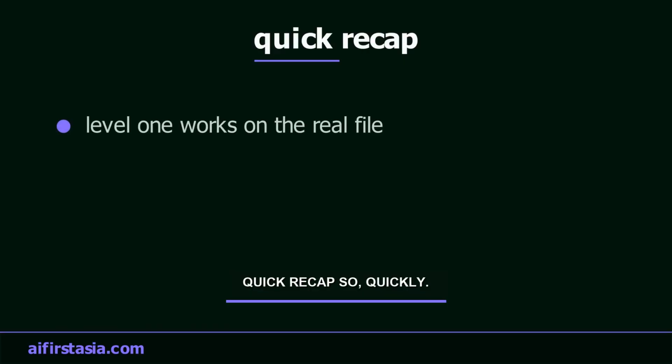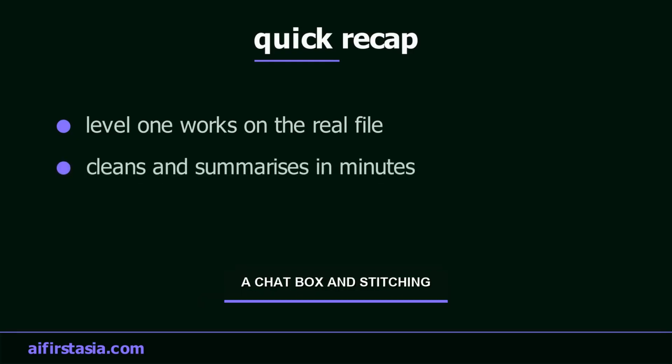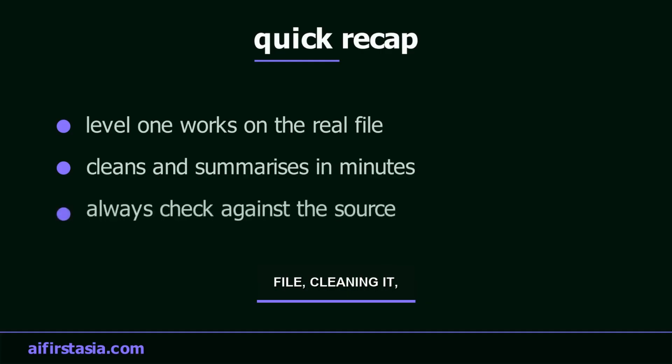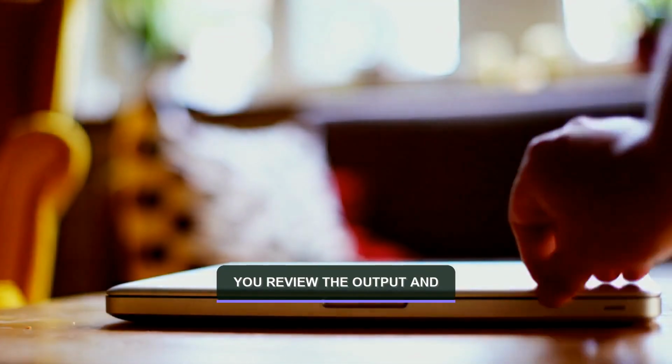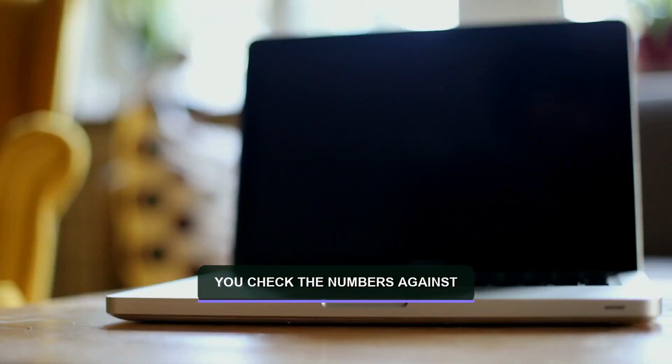Quick recap. Level 0 is pasting a slice of your spreadsheet into a chat box and stitching the answers together by hand. Level 1 is the AI working directly on the real file, cleaning it, standardizing it, categorizing it, and handing you a summary or a chart-ready table in minutes. The value is real, with hours saved, fewer errors, and comparatively a large cost saving. But the rule that never bends is this. You review the output, and you check the numbers against the source every time because you own the result.